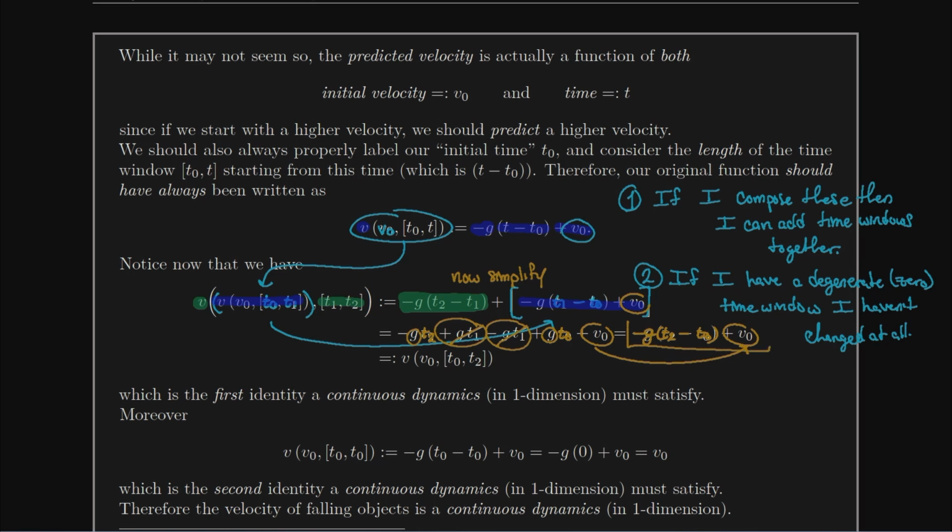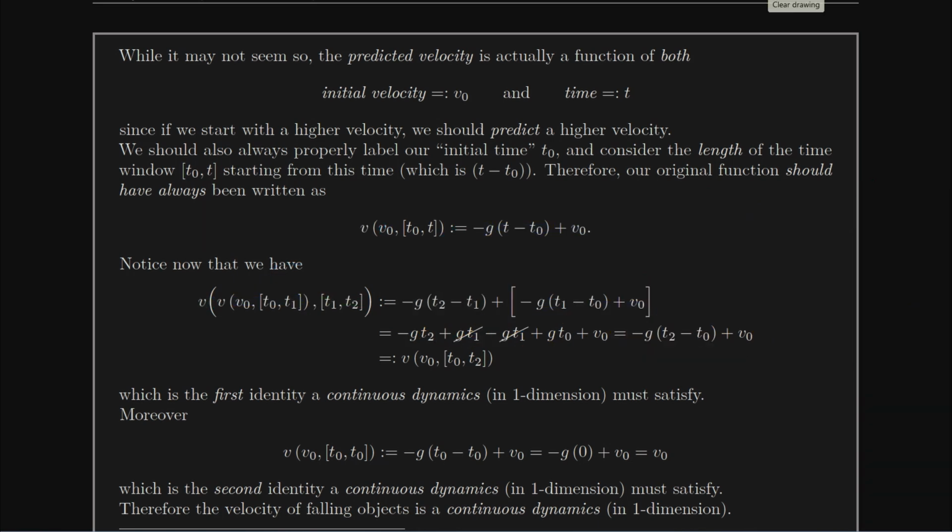Well, what do I actually have here at the very end? If I make my life a little clearer, what did I just construct? Well, that happens to be my original function, but over a larger time window, right? My time window here is now t0 to t2. And so I was able to add the time windows together, in some sense cancel the t1s out of it, and just end up with a larger time window here. That's the first of the two identities I have to satisfy.